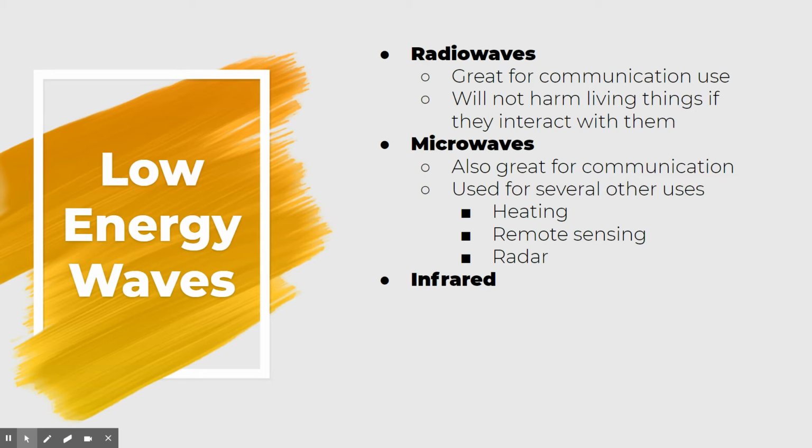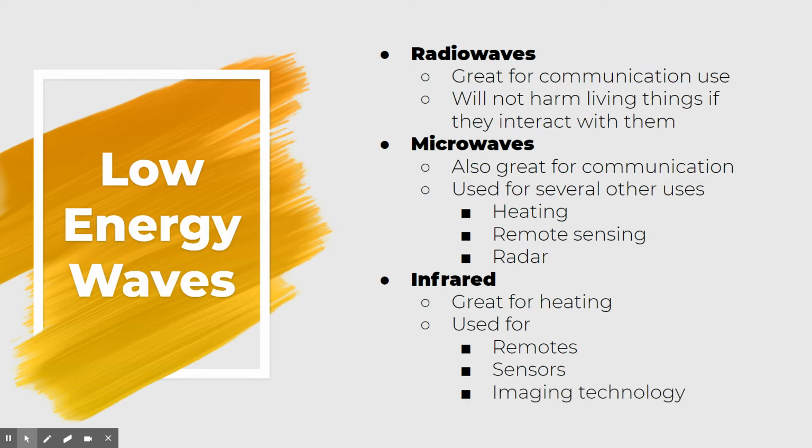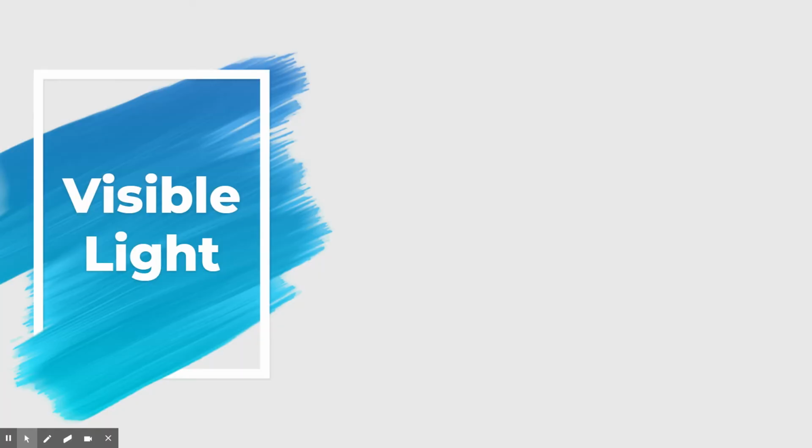Infrared then is a little bit stronger. It's a shorter wavelength and a higher frequency than microwaves or radio waves. They're also really great for heating. So if you go to a cafeteria and you grab something underneath a heat lamp, it's using infrared heat. It's also great for remotes and other sensors. And even some imaging technology, like in a medical setting, would be using infrared.